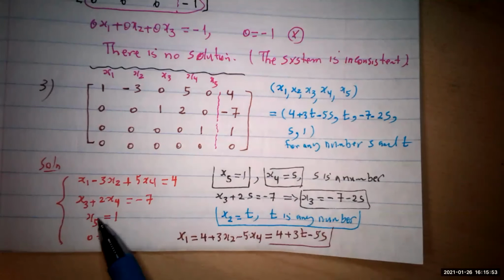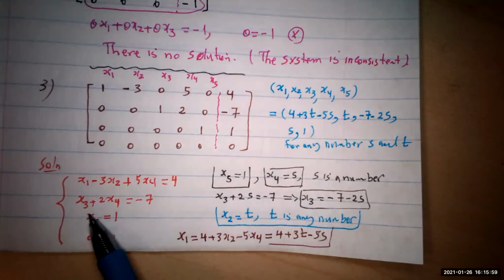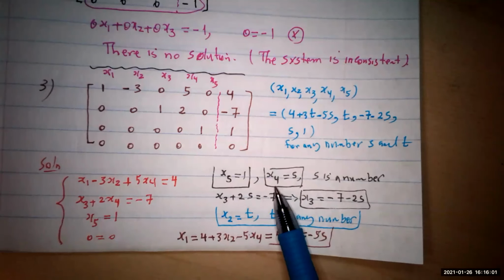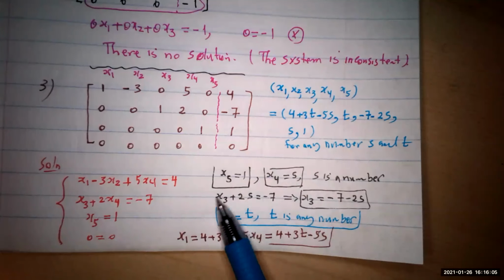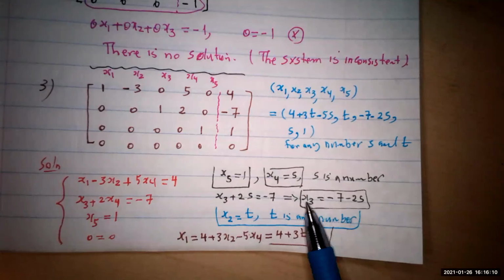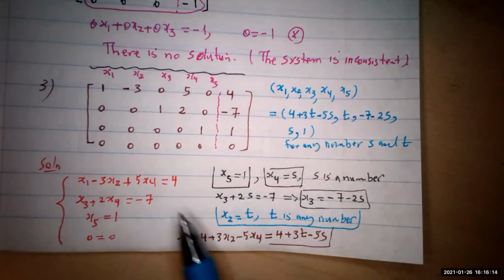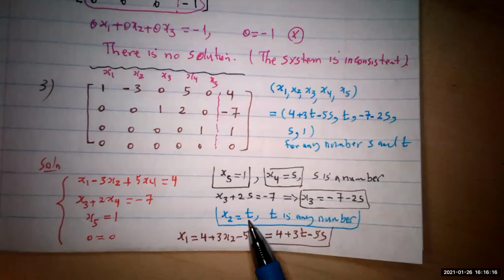So I start from here. You can pick anything you like, but I pick the x4 because that would enable me to find the x3. So I keep the x4 to be equal to s. Then x5 is 1, x4 is s, and I will be able to find the x3. Then I want to find this one, so I have to pick another one. I pick the x2 to be equal to t. Then you substitute to get your final answer.